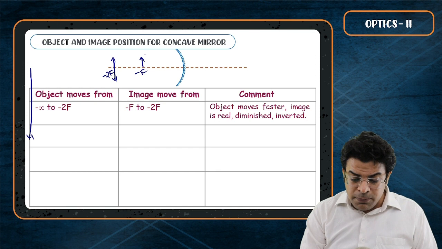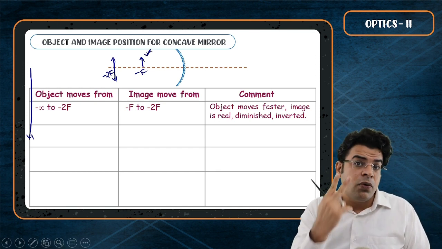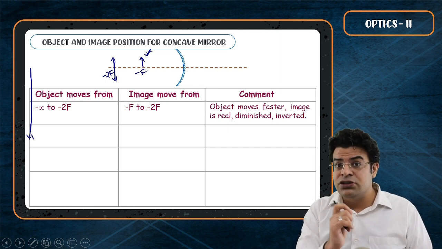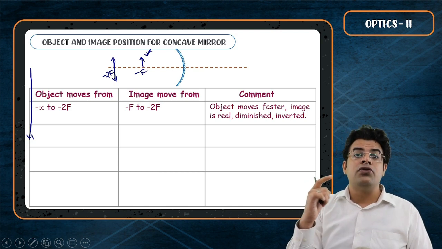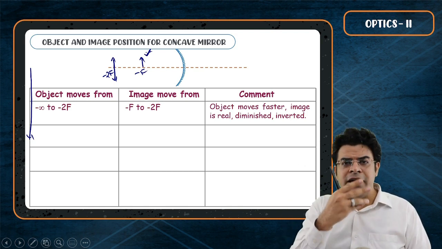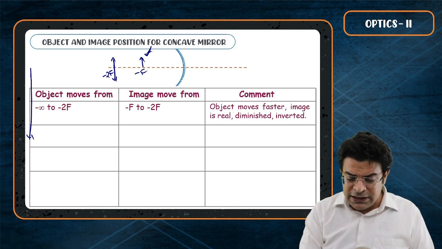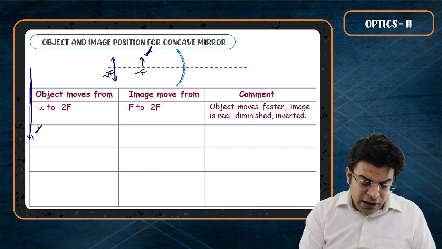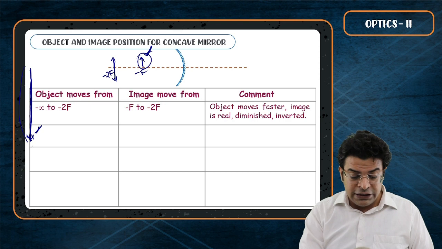For the object placed at focus, the image will be formed at infinity. The second rule of ray tracing: if the incident ray passes through the focus, then the reflected ray is parallel to the principal axis, and such rays will meet after traveling infinite distance. So for the object placed at minus f, image will be at minus infinity. Image will be infinitely large and inverted because the object and image are on same side.